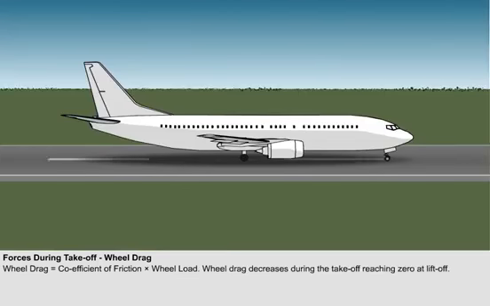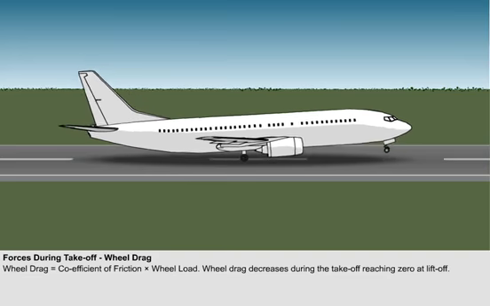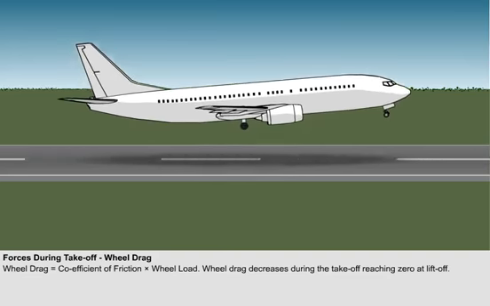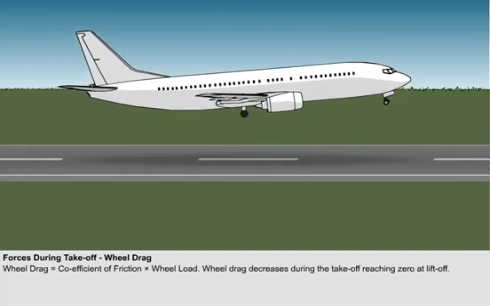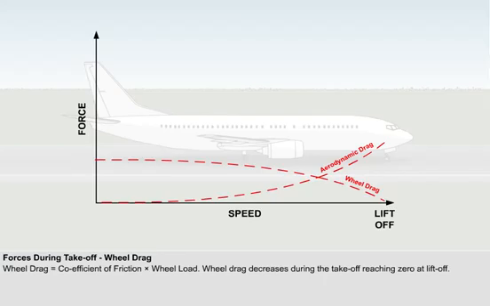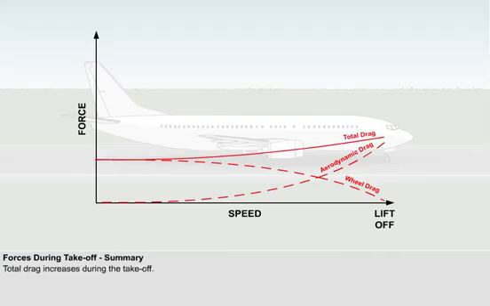Returning to the takeoff, as more lift is generated by the aeroplane accelerating down the runway, there will be less load on the wheels, and thus the wheel drag will decrease. Wheel drag will eventually reduce to zero once the aeroplane has achieved liftoff. To summarize, aerodynamic drag increases during the takeoff, whereas the wheel drag decreases during the takeoff. As illustrated on screen, the total effect of the drag on the aeroplane is that it increases with speed up to liftoff.